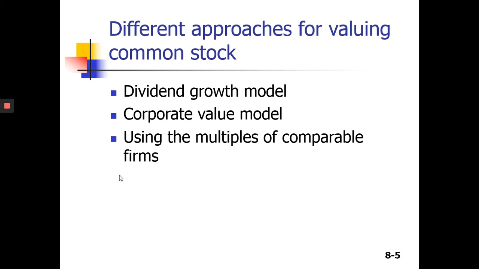In some cases, some firms don't pay dividends, then we apply the corporate value model. We find the value of the entire firm, and then we subtract the value of debt and the value of preferred stock from the value of the entire firm. That will give us the value of all the common stock, and then we divide the value of total common equity by the total number of common stock outstanding. That gives us the value of a single common stock. And then the third type, as I explained, is using the multiples of comparable firms.